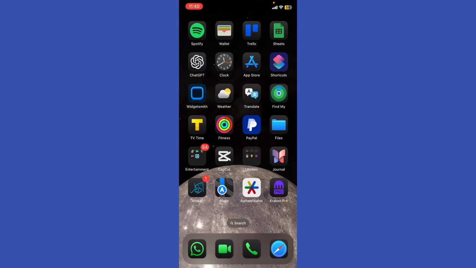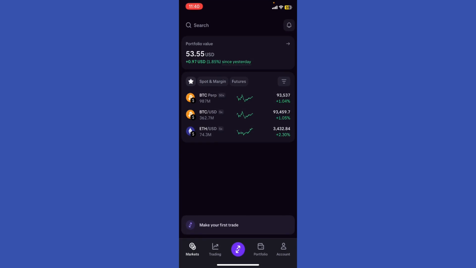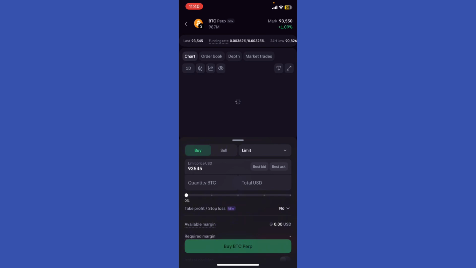How to analyze Kraken's trading charts effectively. So first of all, you need to open up Kraken Pro and understand the chart layout. You can just go ahead and open up your chart right here, right? And you need to basically analyze it.